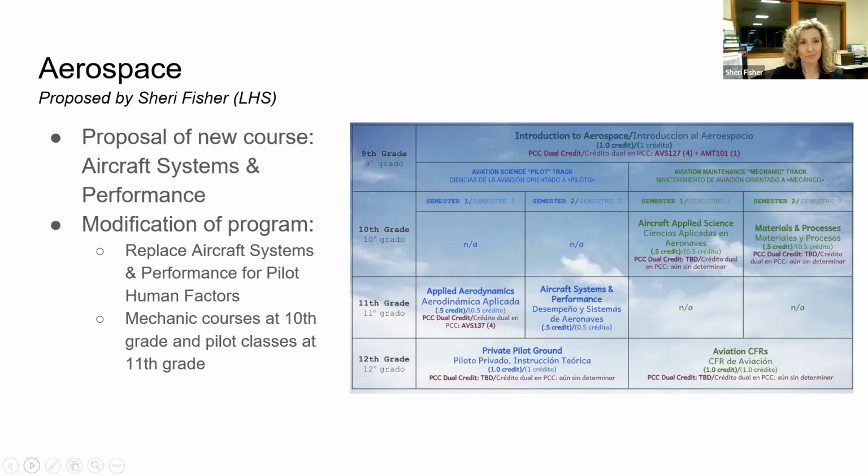And instead, I would like to put in the aircraft systems and performance. This is a kind of a natural progression after aerodynamics, and it really prepares them for the system classes that they'd be taking at PCC. Kind of give everyone a level playing field so that when they go to PCC, the instructors there would not have to do a lot of pre-teaching before they could understand the systems classes. And that's the basis of why I would like to make the change.